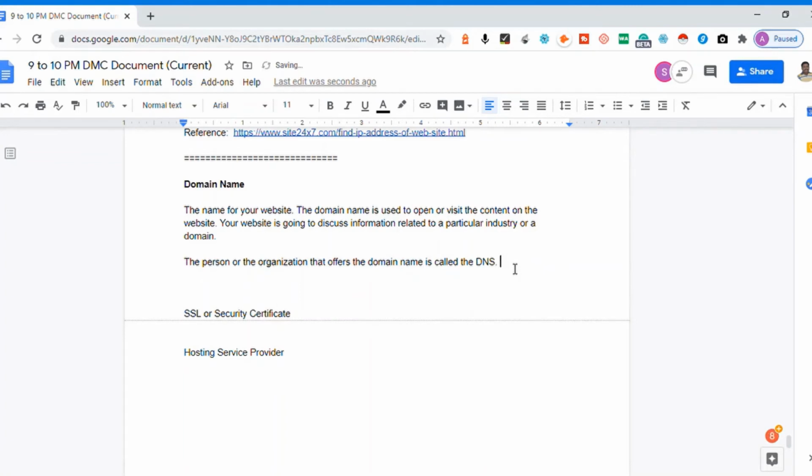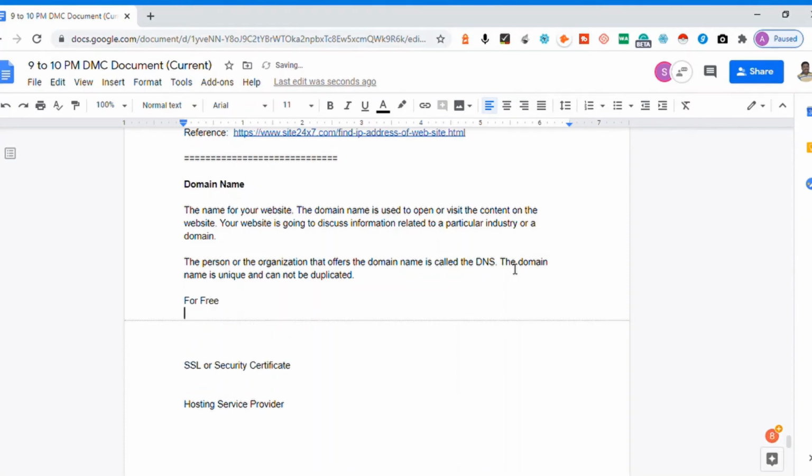The domain name is unique. Nobody can own the same domain name. No two persons can own the same domain name. It cannot be duplicated, so every individual has to have their own domain name. You can register your domain name for free. There are free domains available, and there are paid domains available.